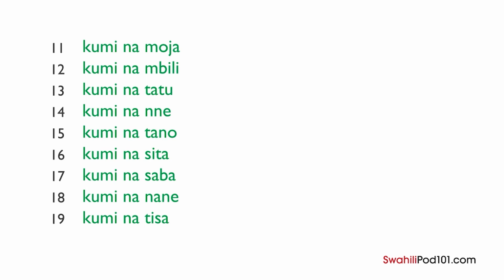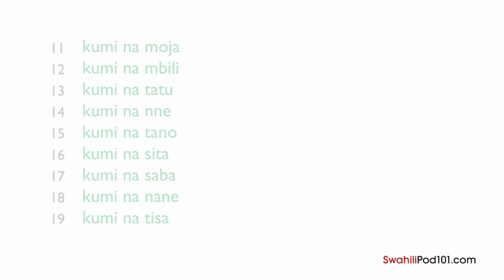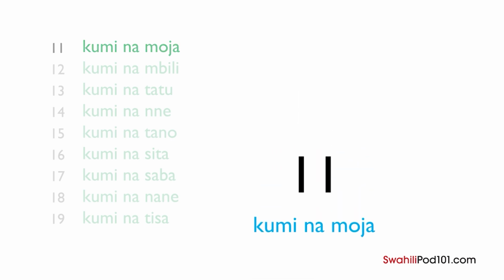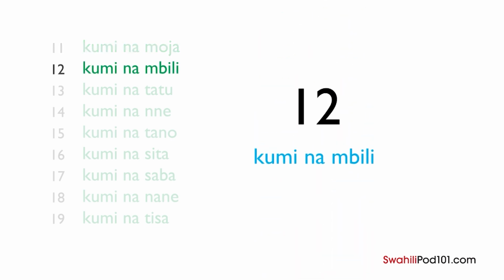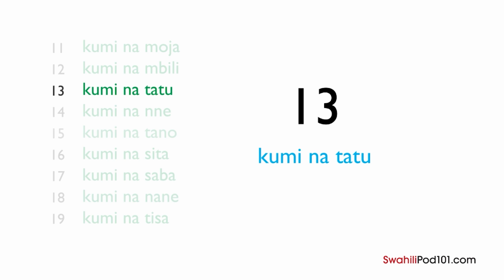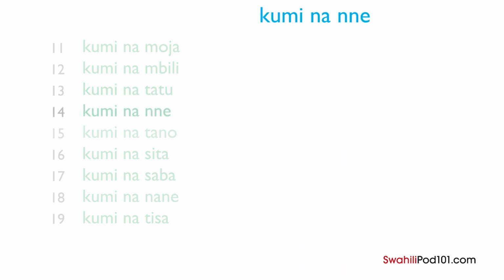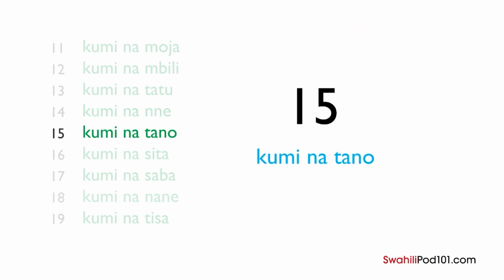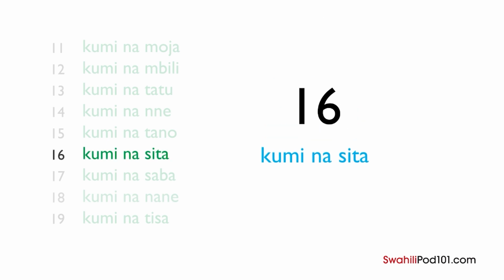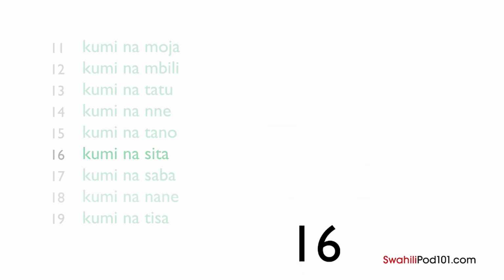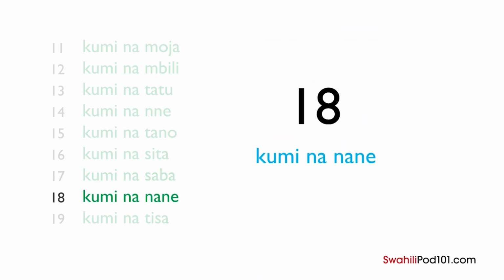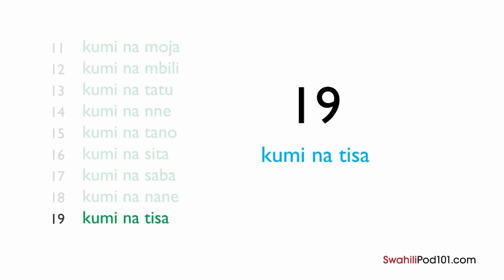Okay, now repeat after me. I'll say the numbers and give you time to repeat each one. Kumi na moja. Kumi na mbili. Kumi na tatu. Kumi na nne. Kumi na tano. Kumi na sita. Kumi na saba. Kumi na nane. Kumi na tisa.